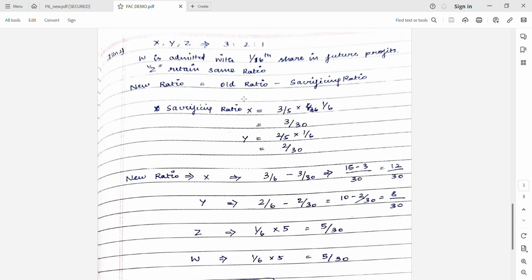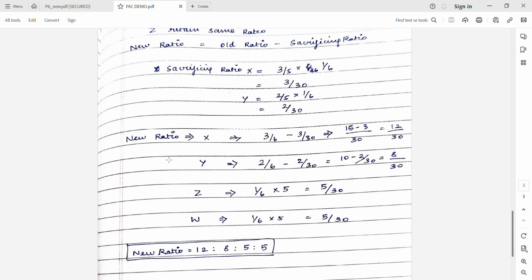Now who is going to sacrifice? Only X and Y, not Z. Z will retain the same ratio. So X is 3, Y is 2. When we add these, we get 5. So X sacrifices 3/5 into 1/6, which gives 3/30. Y sacrifices 2/5 into 1/6, which gives 2/30.